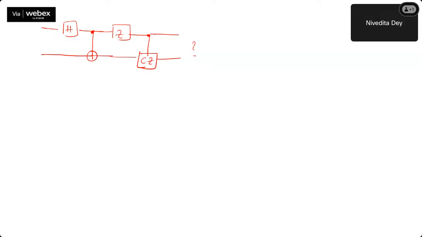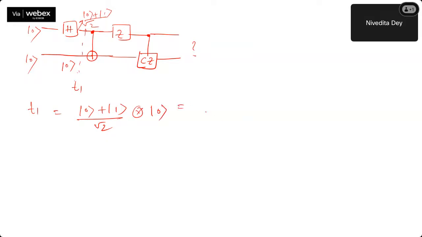This will be helpful. Initially we had 0, 0. And here I will have ket 0 plus ket 1 by root 2, and here it is only 0. Whenever this kind of situation comes, let me write it down. So the first is ket 0 plus ket 1 by root 2 times ket 0, then there is a swap. So it was 1 by root 2, then 0, 0 plus 1, 0.